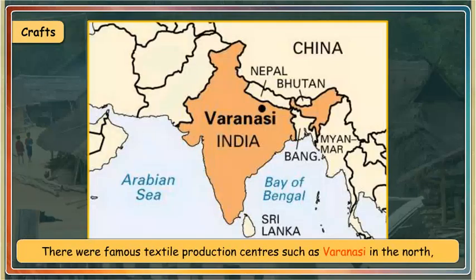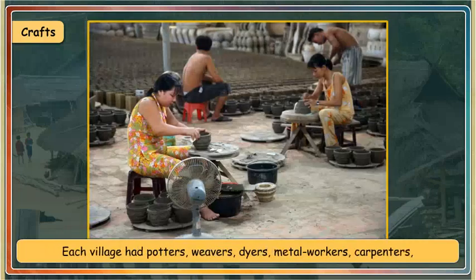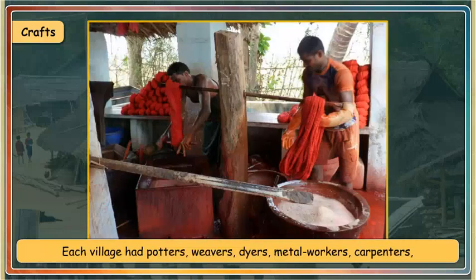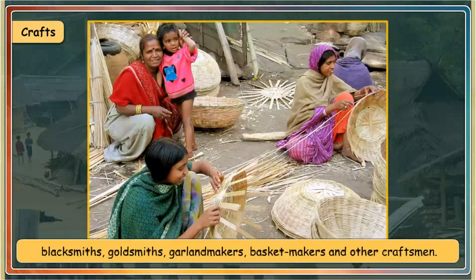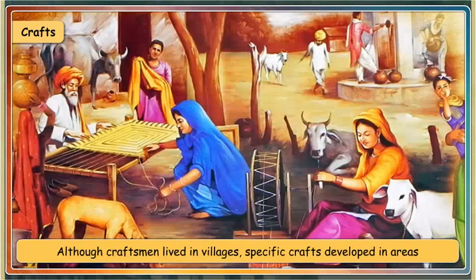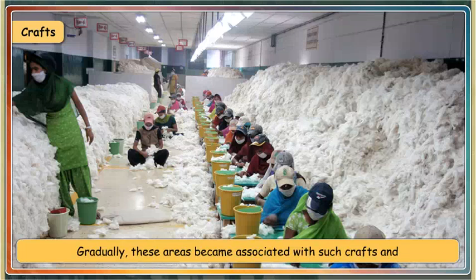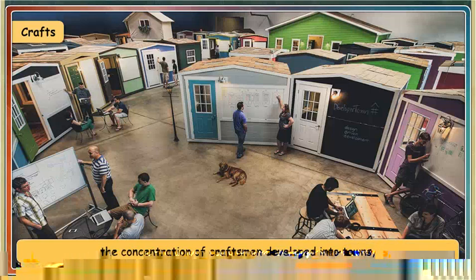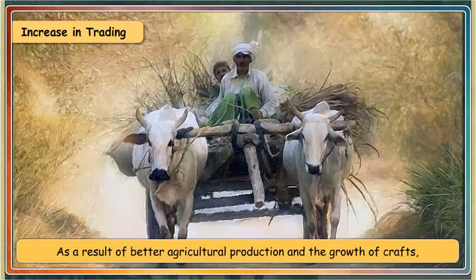There were famous textile production centers such as Varanasi in the north and Madurai in the south. Both men and women worked in these centers. Each village had potters, weavers, dyers, metal workers, carpenters, blacksmiths, goldsmiths, garland makers, basket makers, and other craftsmen. Although craftsmen lived in villages, specific crafts developed in areas where the required raw materials were available. Gradually, these areas became associated with such crafts, and the concentration of craftsmen developed into towns and expanded further to become commercial centers.